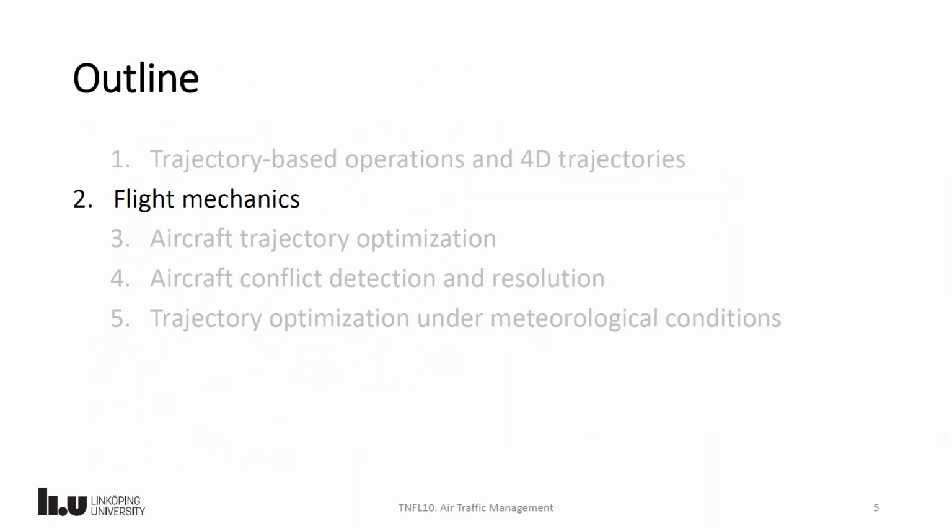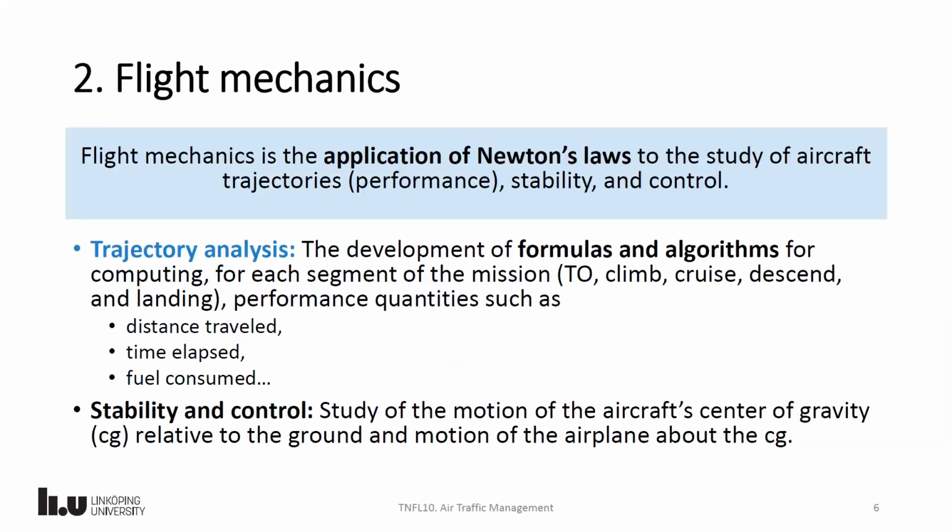So let's talk a little bit about flight mechanics. What is it and why is it important to aircraft trajectory optimization? Flight mechanics is the application of Newton's laws to the study of aircraft trajectories, which is also called performance, stability, and control. So how does the aircraft move?